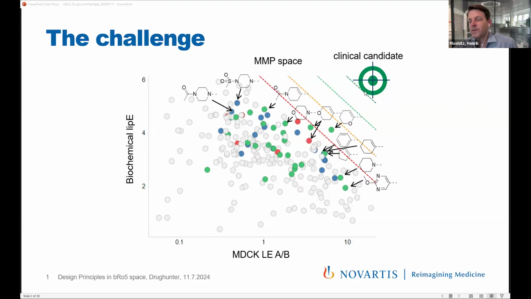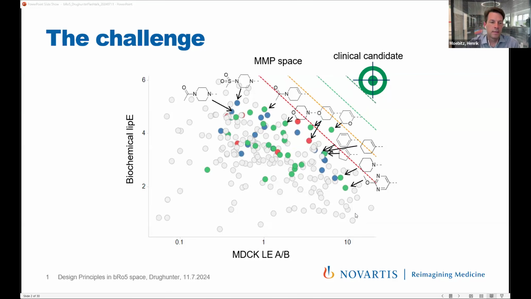Then I'll just have to voice over. As you will see, most of the clinical candidates in the beyond rule of 5 space are actually in the lower right quadrant. So they are permeable, lower right, permeable, but very lipophilic.